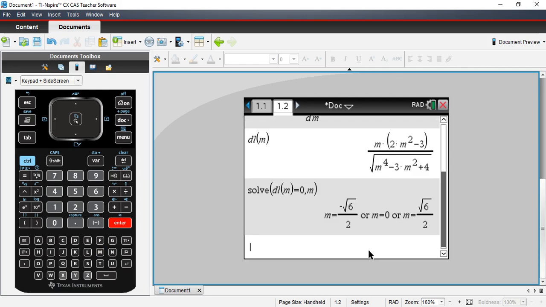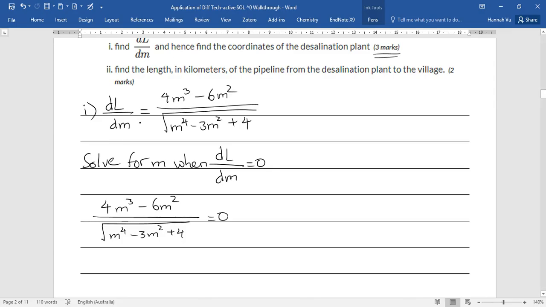You get 3 answers. Did I do something wrong? I feel like I've done something wrong. Actually, no, that's fine. Okay, so you have 3 answers, and you probably want to show all 3 answers in your working out. So I have m equals plus or minus root 6 over 2, or 0. Okay, so 3 possible answers.